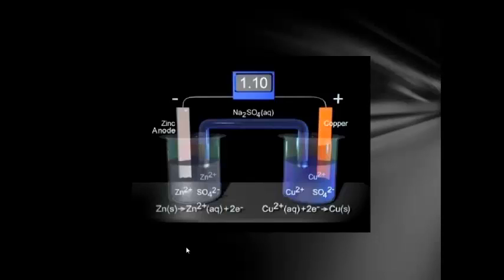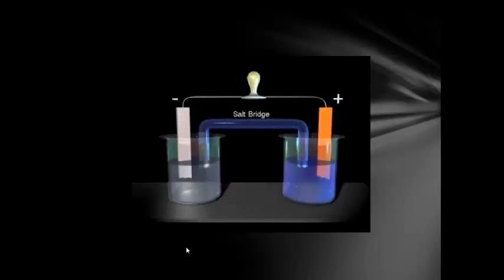To maintain electrical neutrality in the two cell compartments, ions must move through the salt bridge. Remember that in a voltaic cell, the anode at which oxidation occurs is the negative electrode. The cathode at which reduction occurs is the positive electrode. Electrons flow through the external circuit from anode to cathode.